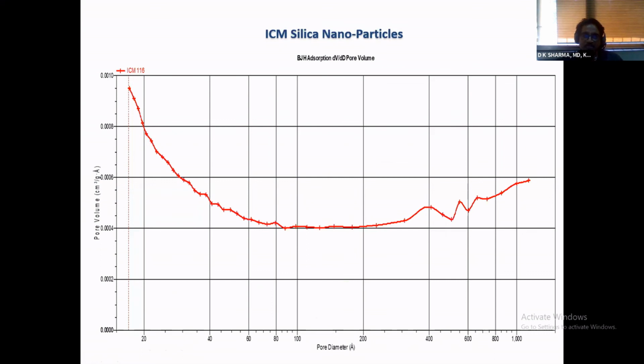Obviously, when you do BJH, it's a very, very wide distribution. Look at the y-axis, which is the pore volume. Look at the pore volumes: 0, 0, 1. Actually, there are no pores. There's no volume in the pores, basically. That is what it means.